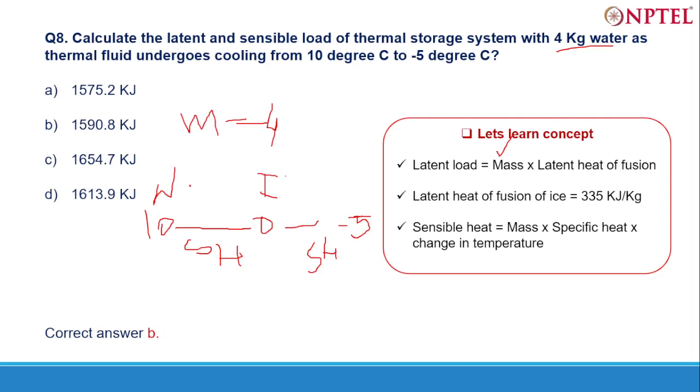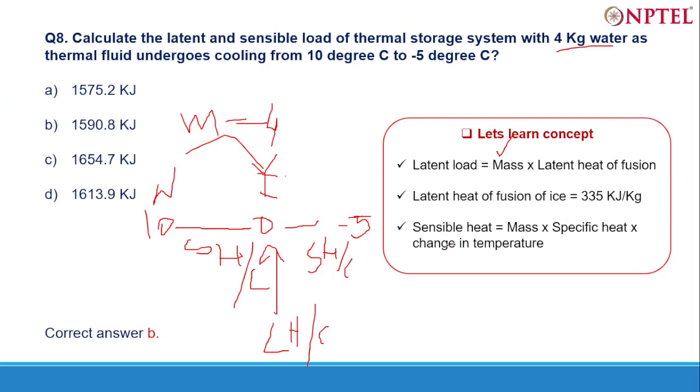So there is a phase change. What is the phase change? The water is converting to ice. So there must be a latent heat of cooling also. Okay. So we just have to determine how much this is, if we take this from 10 degrees Celsius to -5.